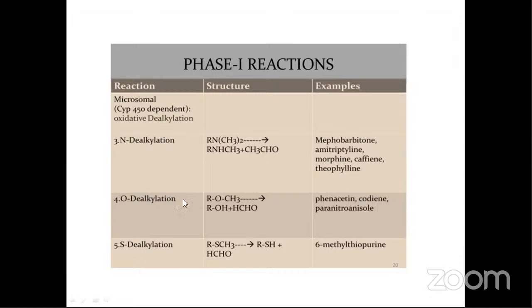O dealkylation is at the O position. If a group is attached there, it will be removed. This is O methylation; the methyl group is removed. Examples are phenacetin, codeine, and paranitro-anisole. S dealkylation means the group attached at S, the S methylation here, is removed out. So RSH will be there and HCHO. Example is 6-methyl thiopurine. This is the example of a drug.